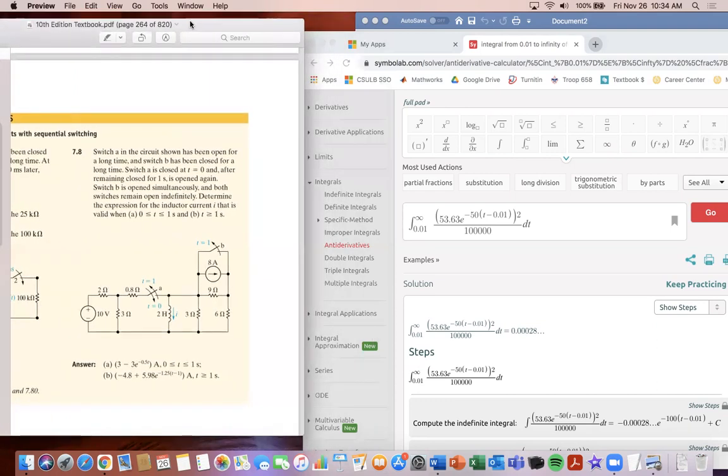Switch A in the circuit has been open for a long time. Switch B is closed for a long time. Switch A is closed at t equals 0, and after remaining closed for 1 second, it's opened again. Switch B is open simultaneously, and both switches remain open indefinitely. Determine the expression for the inductor current and when it is valid between those two time intervals.